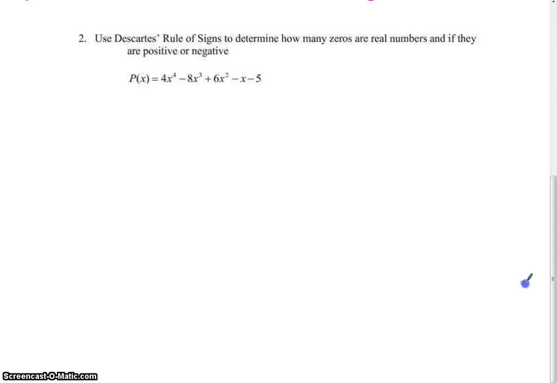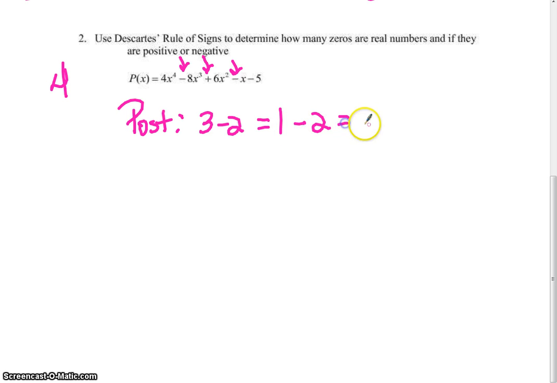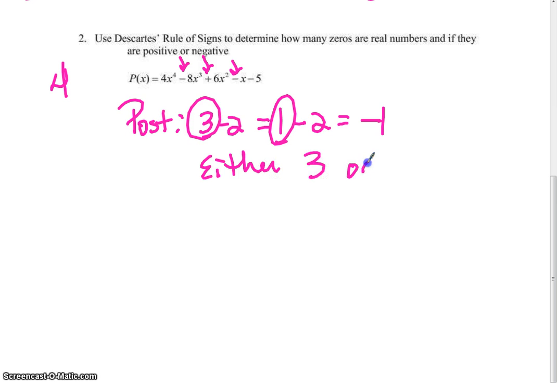Use Descartes' rule of signs to determine how many are real numbers and if they are positive or negative. Okay, well, first of all, look at your degree, and there should be 4. So we're going to look for positive first. Count your sign changes. I have a sign change here, here, here. So I'm going to say 3 minus 2 equals 1. Minus 2 equals negative 1, so that's where I get to stop. I have a positive and I have a positive. So it's either 3 or 1 positive, because those are the numbers I circled.